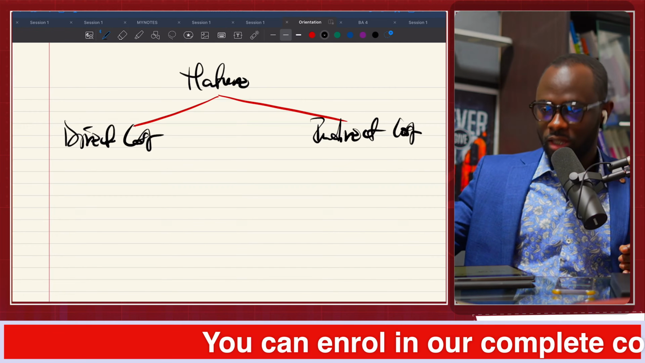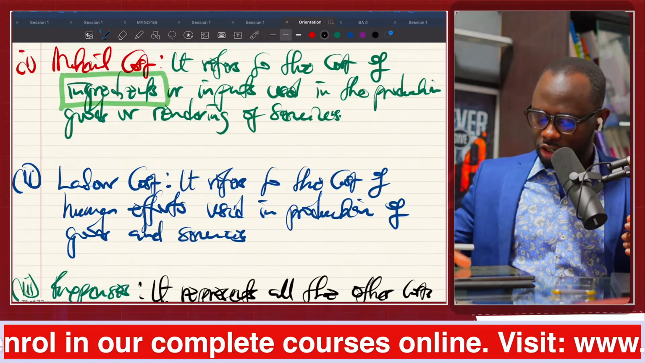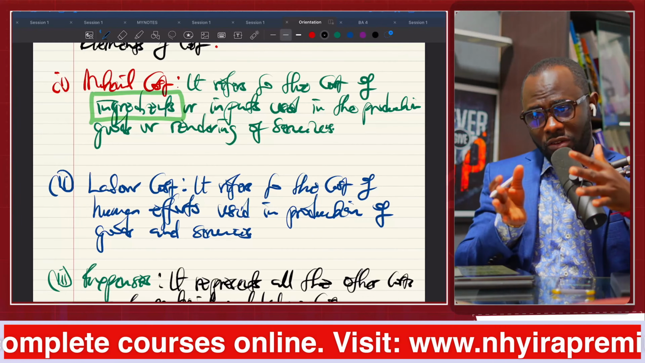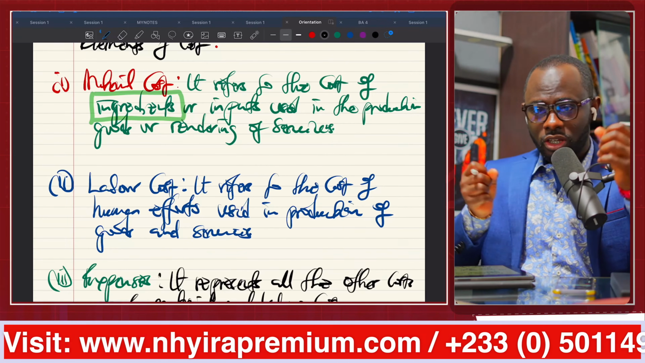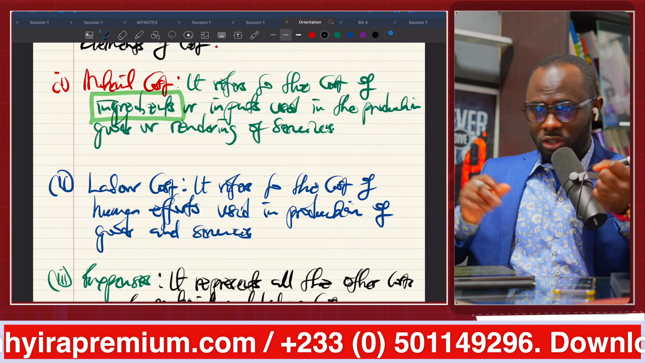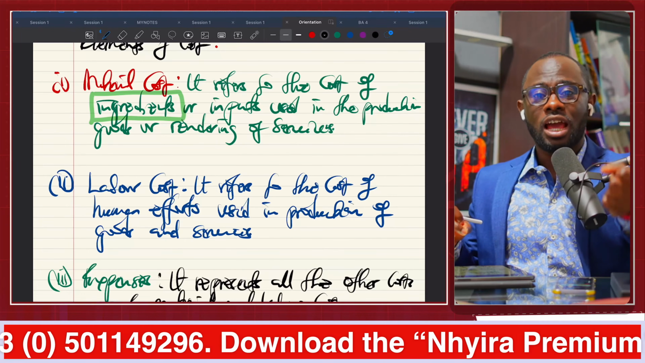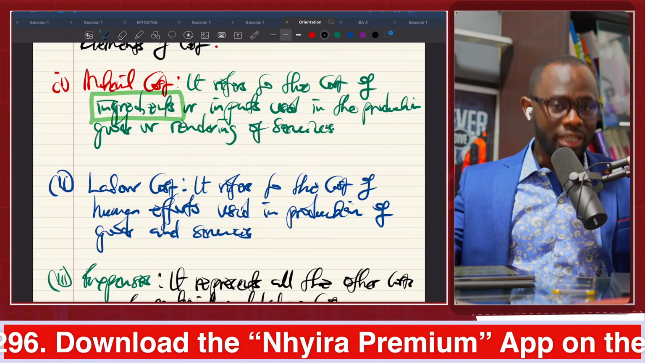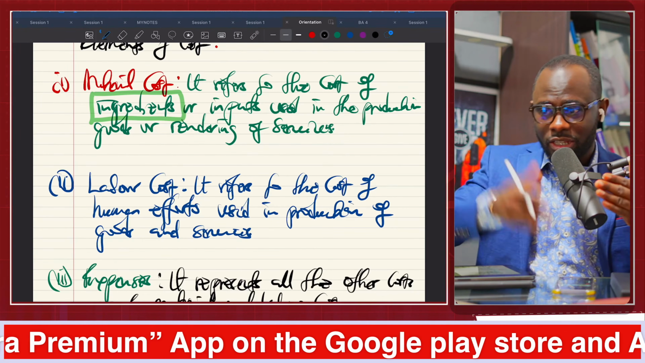So stay with me carefully, because now each of these elements of cost, material cost, we will have direct material cost, indirect material cost. Labor, we will have direct labor cost, indirect labor cost. Expenses, we have direct expenses and then indirect expenses. So it's a build up.